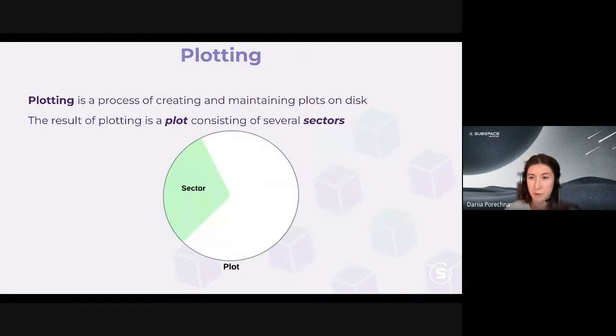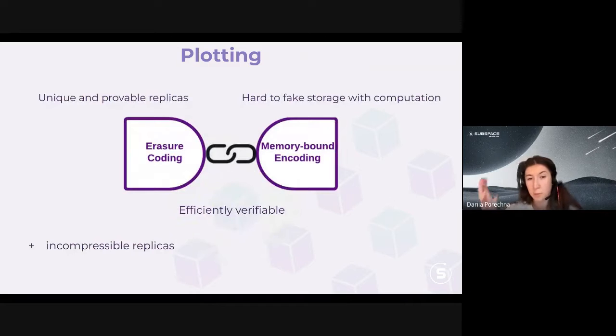So the next step after the pieces are ready is plotting. Plotting is a process of creating and maintaining plots on disk. The result of plotting is a plot that consists of several sectors. Each sector contains the encoded replica of a uniformly random sample of pieces across all of the history up to that moment where the plot is created. The plotting protocol has been redesigned entirely. So as a result, this is going to be the most technically intensive part of this presentation, if archiving was not intensive enough.